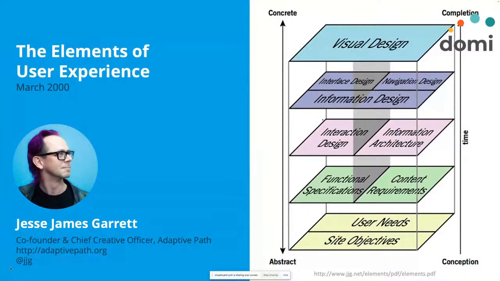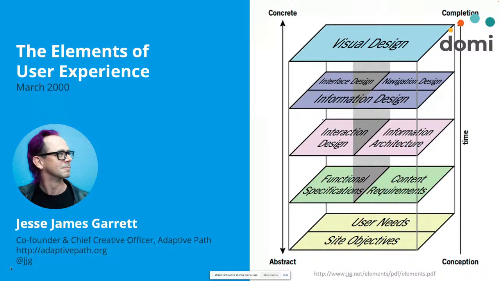And then I got into my first job, and it was designing screens for computers. And as you can see from this diagram by Jesse James Garrett, this goes back to 2000, the elements of user experience. What I had learned was the very top, visual design. There was a whole lot more to learn. The layers underneath it: information design, interface design, navigation design, and so forth. That all had to come over the course of my career.